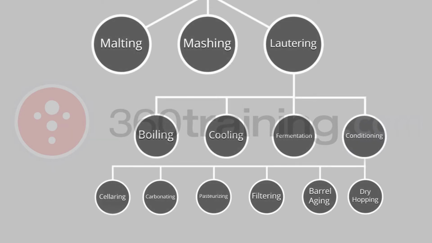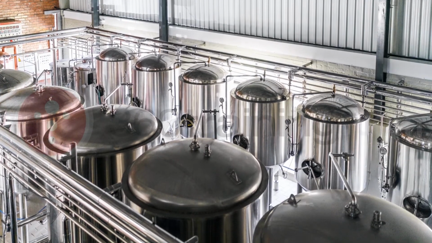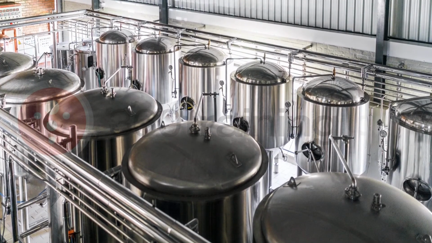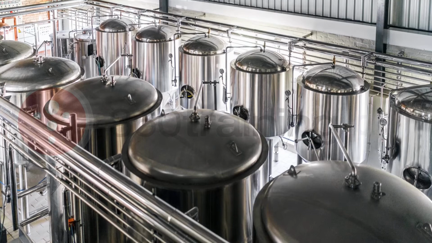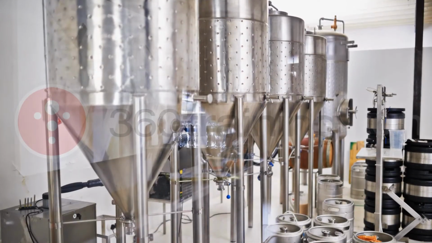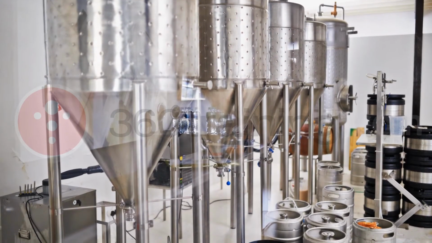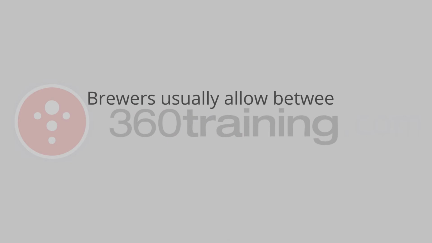Cellaring. After all selected conditioning processes have been completed, the beer is transferred into a bright beer tank, a pressure vessel used for the storage of beer. Brewers usually allow between 3 to 4 weeks of cellaring before their beer is bottled and packaged.